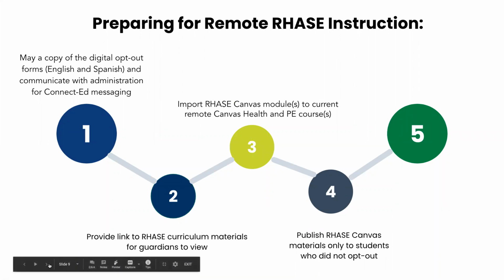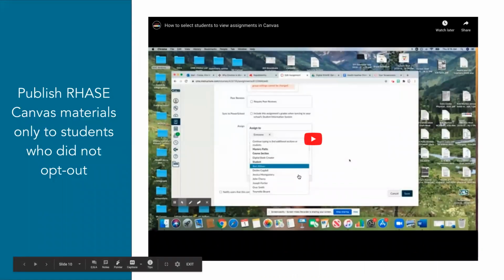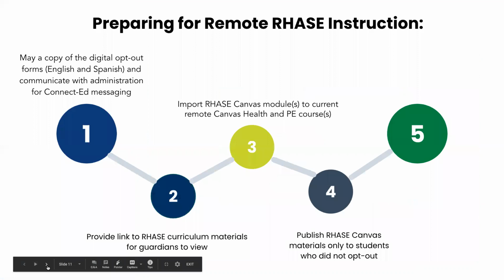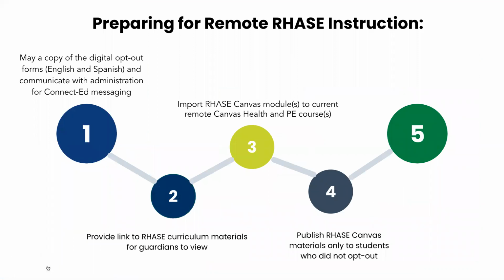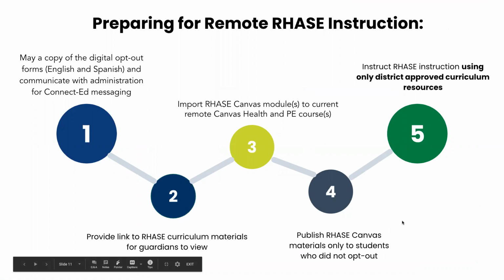So on this next slide, I created a Screencastify that explains how you only assign it to certain students. You want to make sure that the students who have opted out do not receive and view any of the RHASE course materials when they log into their NC Ed Cloud and go into their Health and PE Canvas course. Be sure that you go into those assignments and only assign them to those students who are allowed.